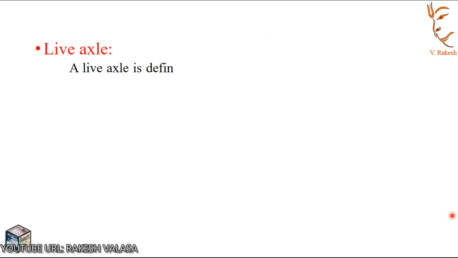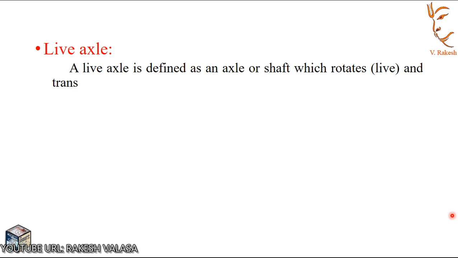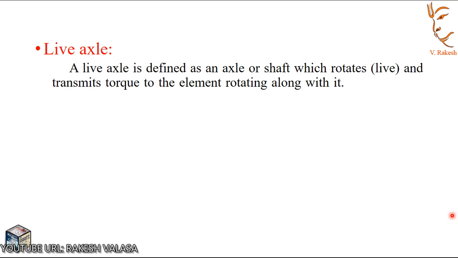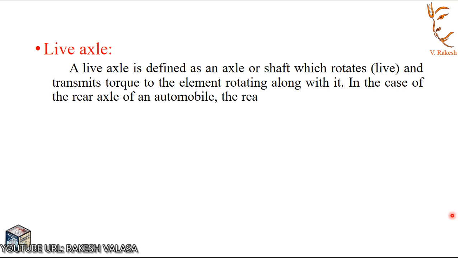First one is live axle. A live axle is defined as an axle or shaft which rotates and transmits torque to the element rotating along with it. In the case of rear axle of an automobile, the rear wheels rotate on the live rear axles.